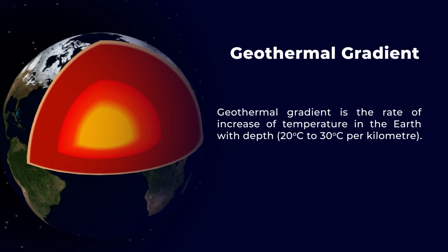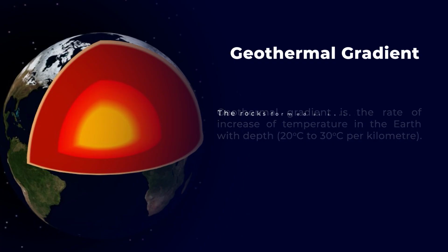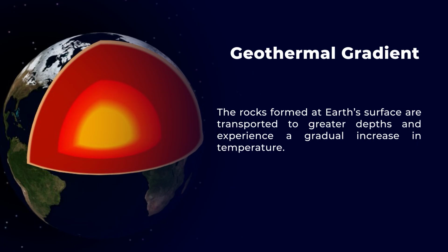Now, what is geothermal gradient? As you go deeper into the Earth, the rate of increase of temperature in the Earth with depth is called geothermal gradient. And on an average, it is between 20 to 30 degrees centigrade per kilometer. The rocks formed at the Earth's surface are transported to greater depths and experience a gradual increase in temperature.